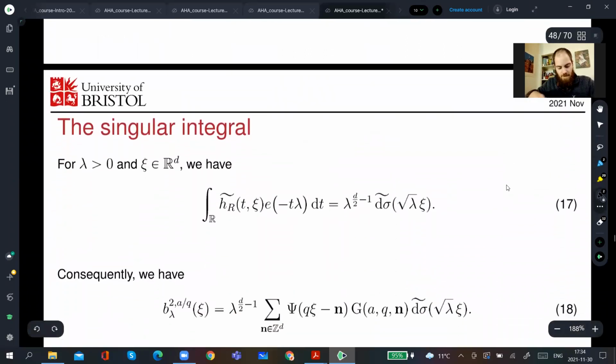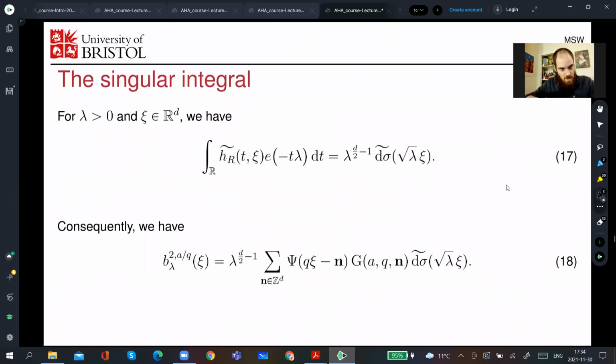Great. So let's go on to the singular integral. I mentioned this towards the beginning of the previous video, that we know what this is from the first part of the lectures. We know that this is the Fourier transform of the spherical measure, or at least the spherical measure we defined before. However, we didn't normalize it. You have to recall this from the previous lectures as well. What we have is this factor of lambda to the d over 2 minus 1.